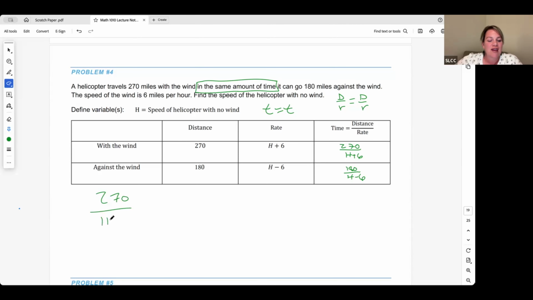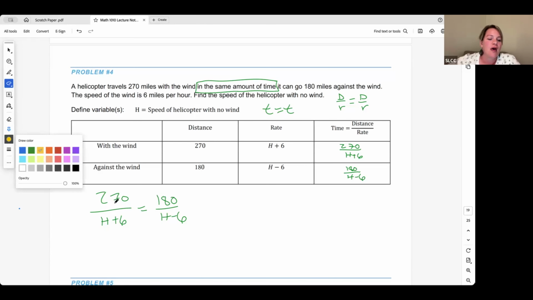270 over h plus 6 is equal to 180 over h minus 6. We can use what we've been using in this module to just multiply both sides by the lowest common denominator, clear those fractions, and solve for h. Or just cross multiply. So I can say 270 times h minus 6 equals 180 times h plus 6. Let's do it that way.